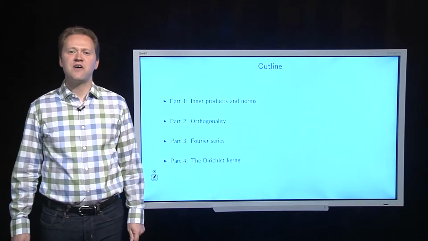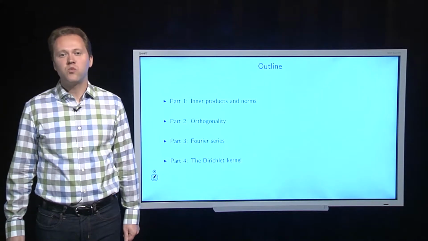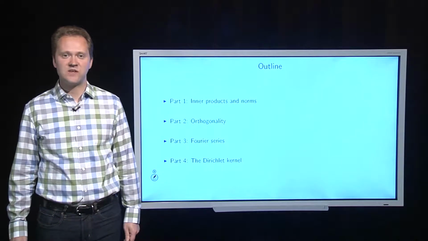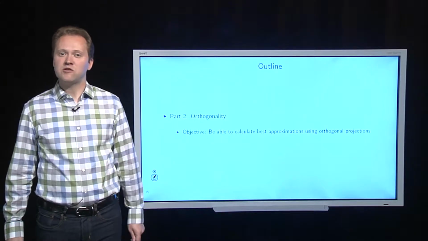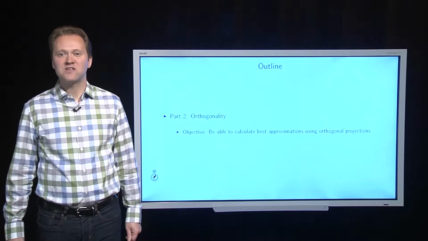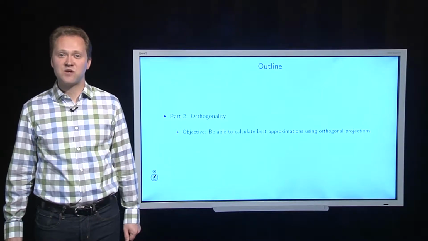In part 1, we reviewed the concepts of inner products and norms from linear algebra. In this part 2, we're going to look at orthogonality using the concept of inner products. In part 3, we'll hit the highlight: Fourier series as best approximations, and finally, in part 4, we'll look at the Dirichlet kernel that will help us understand the convergence of Fourier series. Now in this part 2, the objective will be to be able to calculate best approximations using orthogonal projections. But enough of the setup, let's do some math.